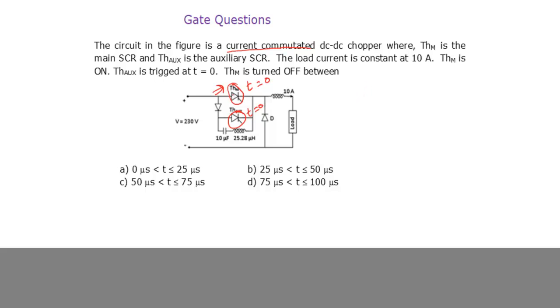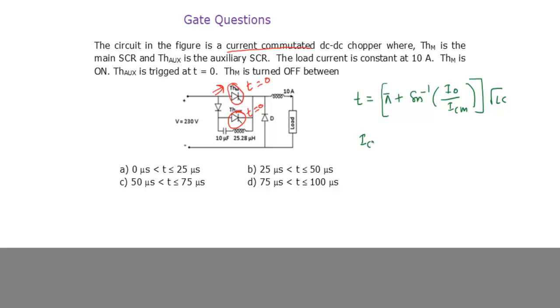So that is nothing but, if both the thyristors are turned on together in a current commutation circuit, then the main thyristor will be in conduction for T equal to pi plus sine inverse of I naught divided by IC max, into whole multiplied with root of LC. So this is what we discussed. Now we need to substitute everything. Before that, first we need to calculate the IC max.